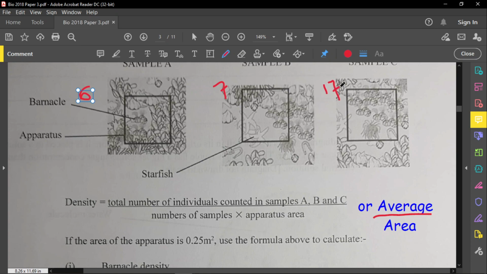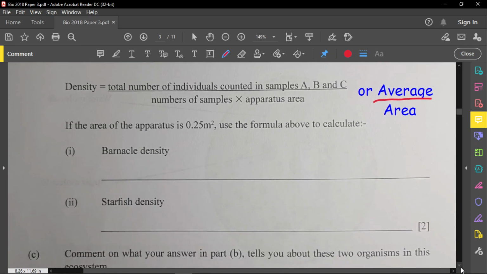All right, again, the diagram is a little bit difficult for you to see. I could understand that. But again, when I'm finished, I'm going to zoom into it so you get a better viewing of it. But if you have this paper, you actually could see it and count it. Even on the original paper, it's a little bit difficult to count. All right, so the number of barnacles is 6, 7, and 17. Okay, so let's go into the calculation here. Remember again, it's the total over the number of samples multiplied by the area of the apparatus, which is 0.25.